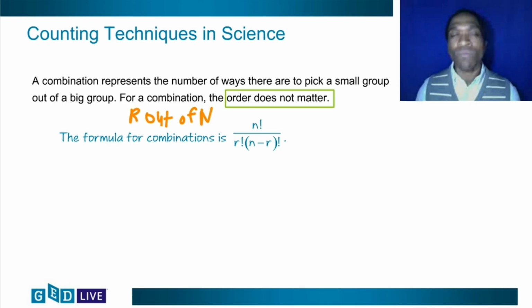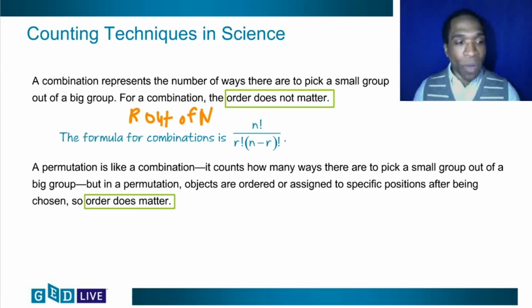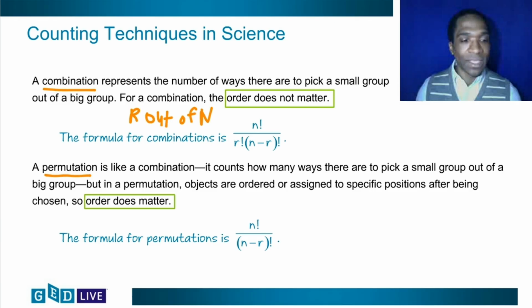Now, for combination, again, order doesn't matter. So what do you think the other counting technique pertains to? Well, yes, it goes to when order does matter. So permutation, that's when order does matter. So it's like combination, similar parts, except again, order matters. So combination again, order doesn't matter. Permutation, order does matter. The formula for permutation is here.